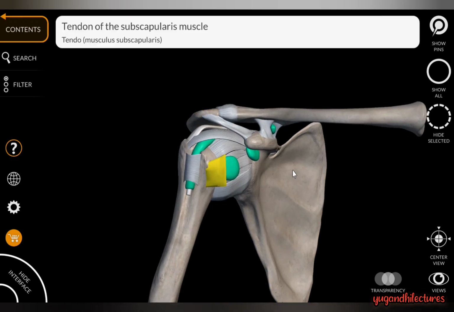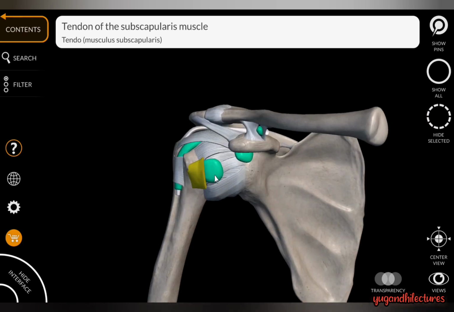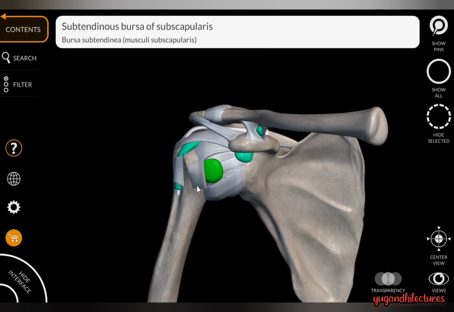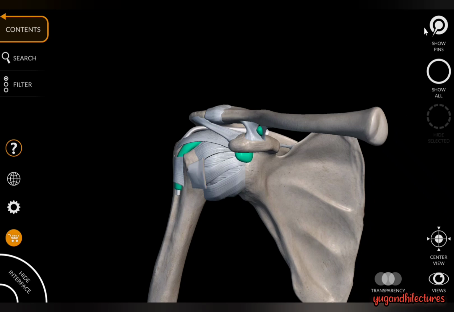This bursa lies under the tendon of the subscapularis muscle, and that's why it is called the subtendinous bursa of subscapularis. I am removing that bursa also.